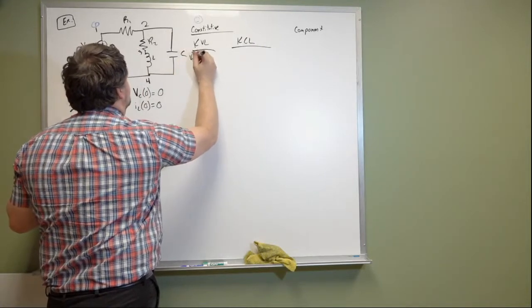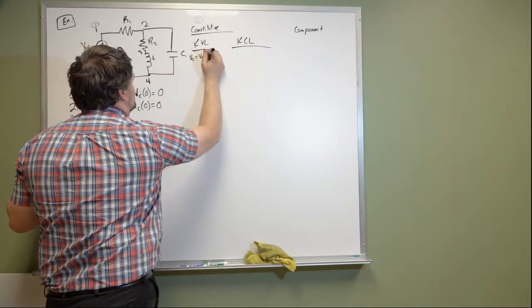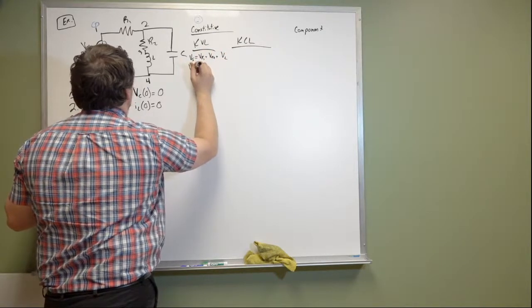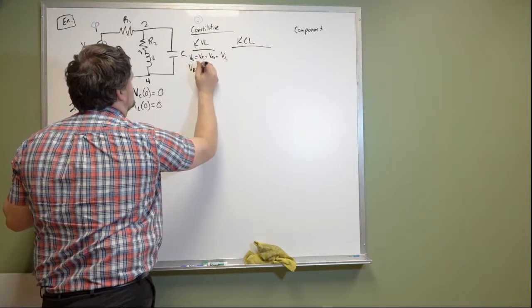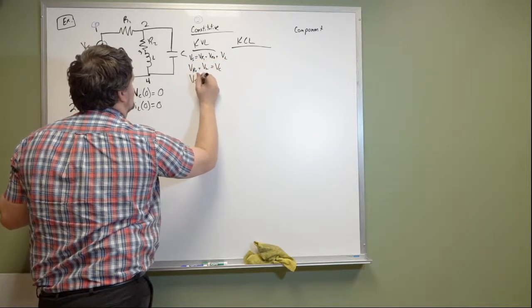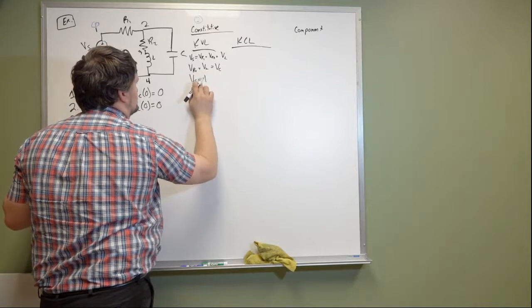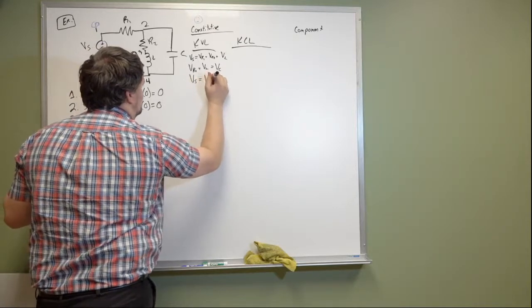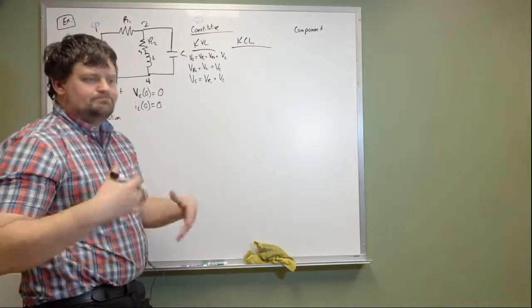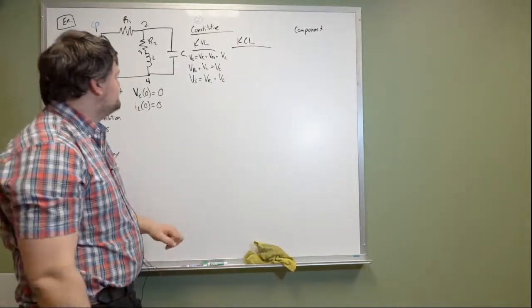Here we have VS is equal to VR1 plus VR2 plus VL. And then we have VR2 plus VL is equal to VC. And then we have VS equals VR1 plus VC. So a little bit of a change up there.